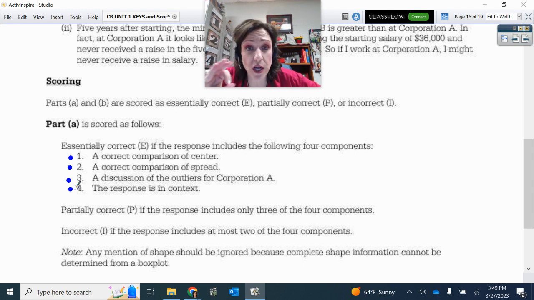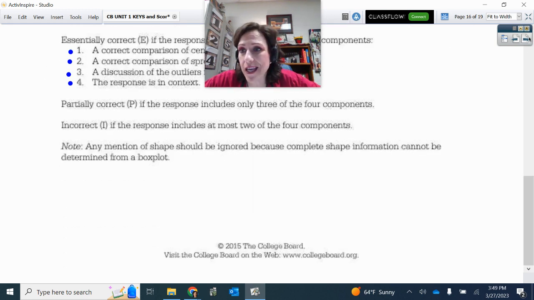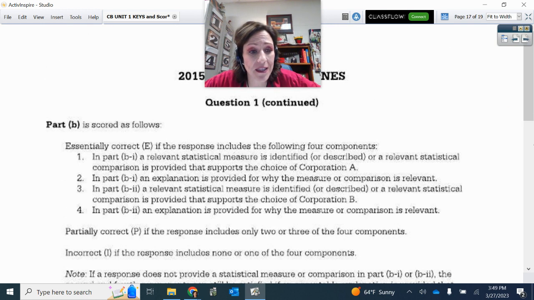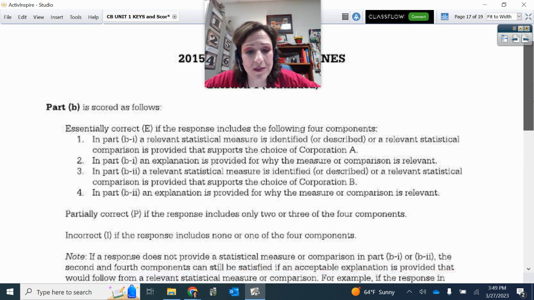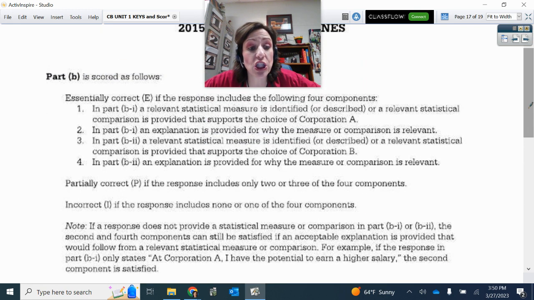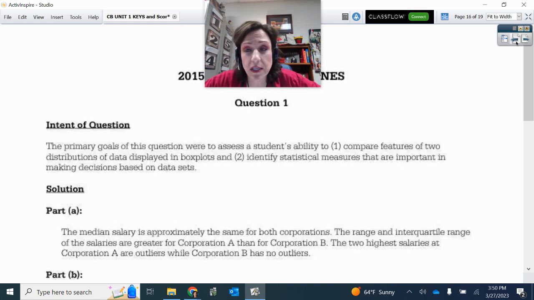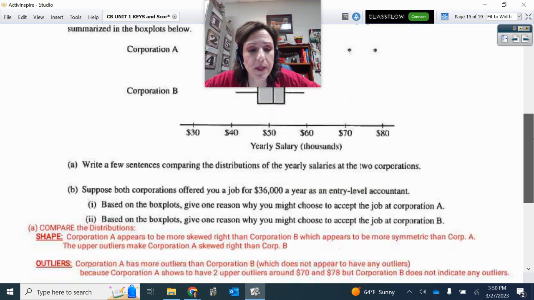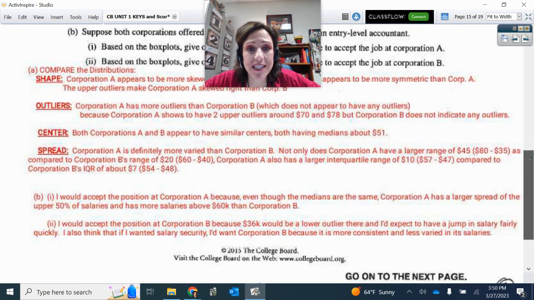Now, I do know that if you had used the modes like unimodal and so on and so forth, I think so. It says any mention of shape should be ignored because complete shape cannot be determined in a box plot. Sometimes they'll say if you talked about the unimodal, then you would actually lose credit because you cannot tell modes in a box plot. All right, so all four components to get an E.